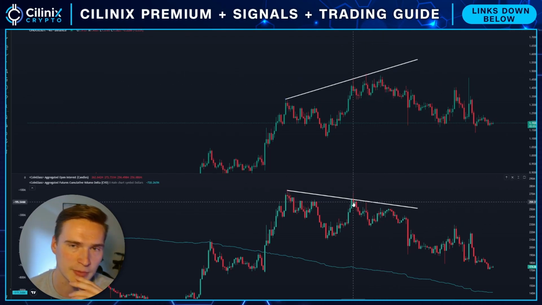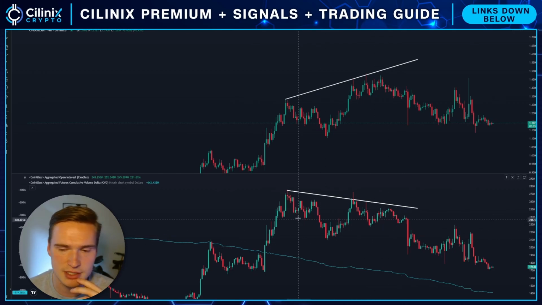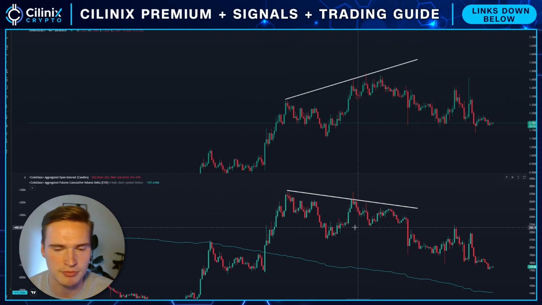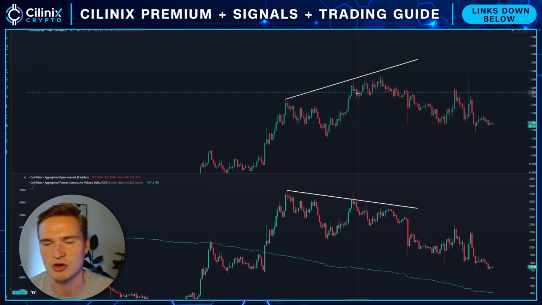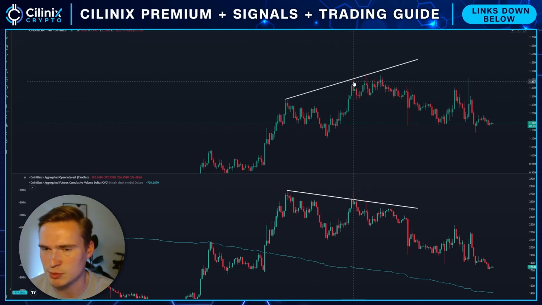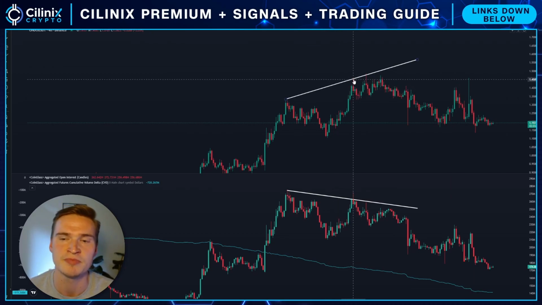But the momentum is dropping down. So there's an imbalance, all right? There's less momentum in a crypto, in the price, and the price is still moving up. So very often, and it's the same as with the divergence we talked about yesterday, you need other indicators with that as well.